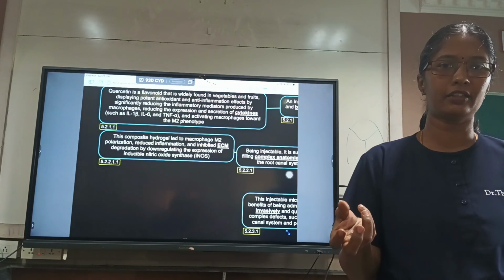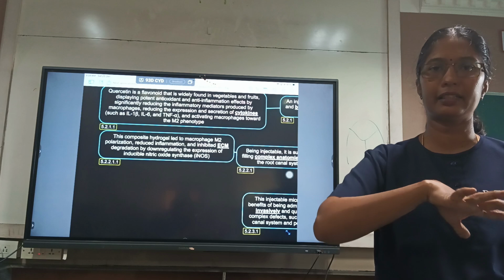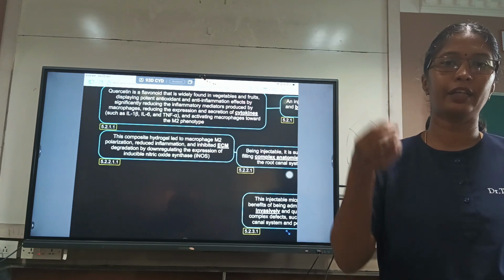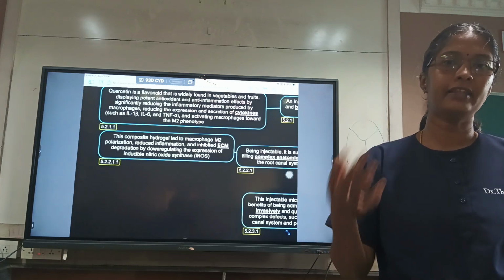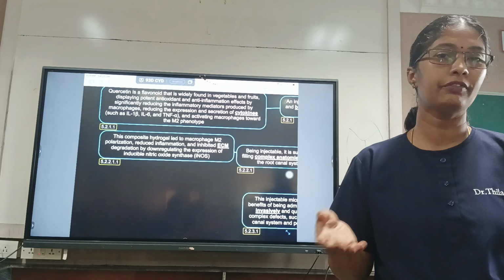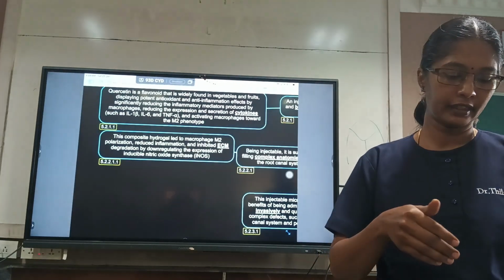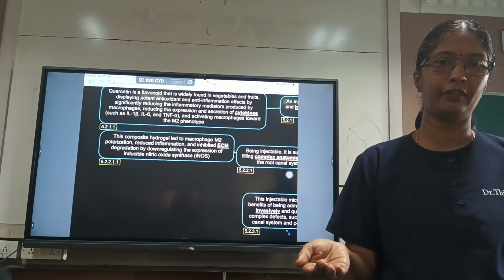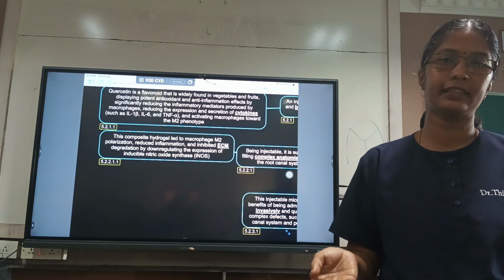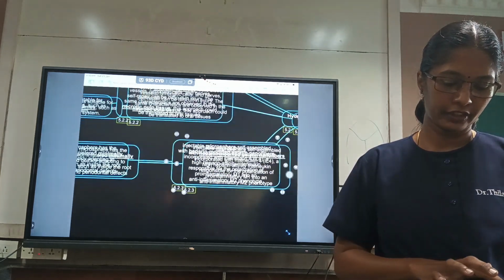So this inducible nitric oxide synthase causes extracellular matrix degradation, which is the base for any regeneration to happen. If that is degraded, then the regeneration will not happen. So this composite hydrogel had M2 macrophage affinity, so this prevented this extracellular matrix degeneration.